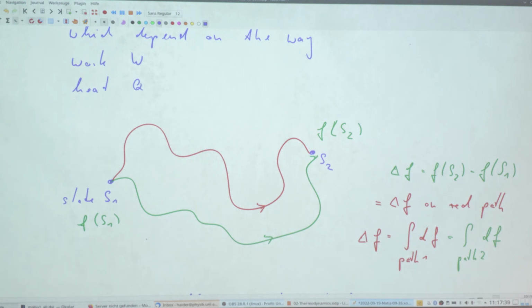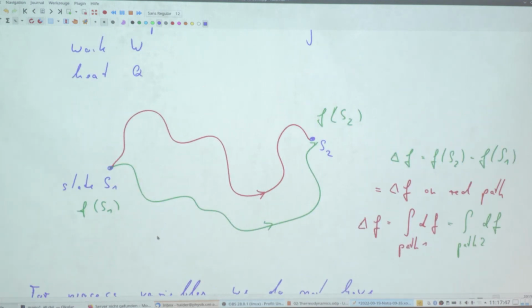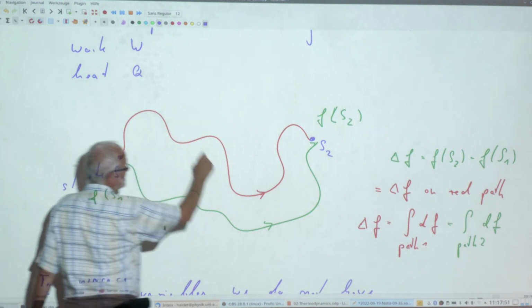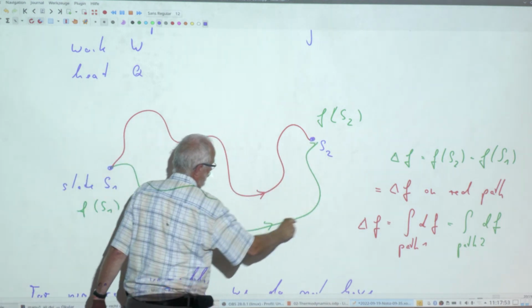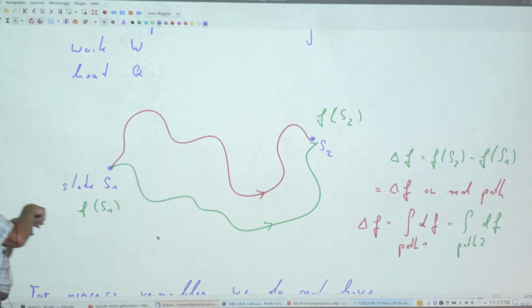If I go from here to here and back, this means that I go a closed cycle. I stop where I started. So I have what we call a reversible process. I go back and forth.